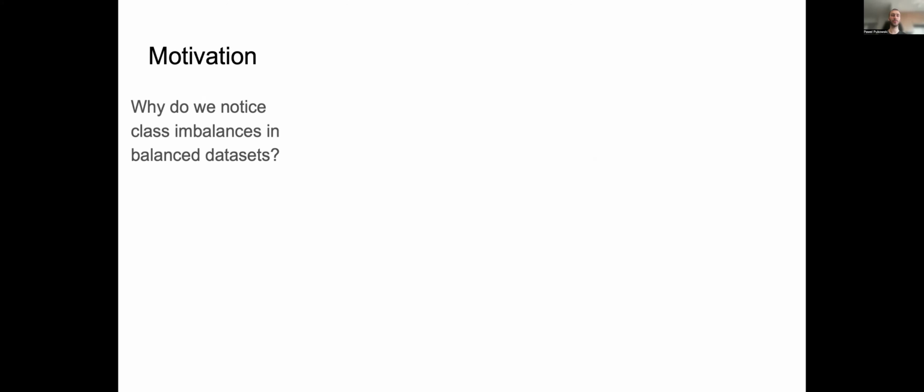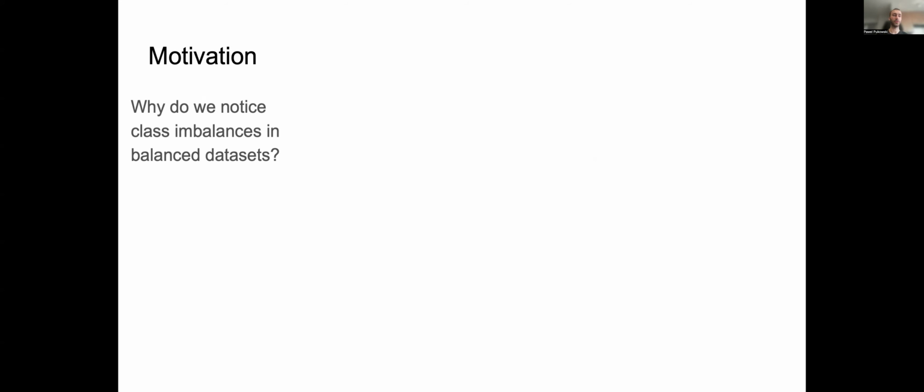Our work is called Investigating the Impact of Hard Samples on Accuracy Reveals Inclusive Data Imbalance. It is motivated by a very simple question, namely, why do we notice class imbalances in balanced datasets? This is a well-known problem where if we train on a dataset that has balanced classes, we still notice that there are some classes that have better performance, better accuracy than others. And this is something that the research on classical data imbalance doesn't really answer.